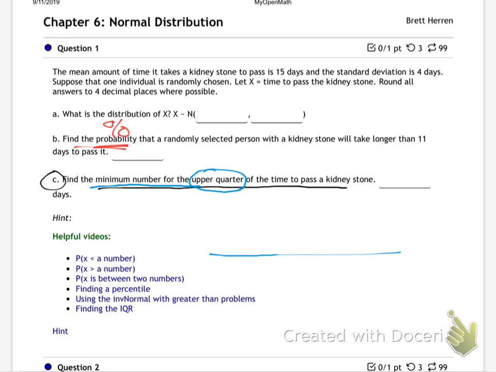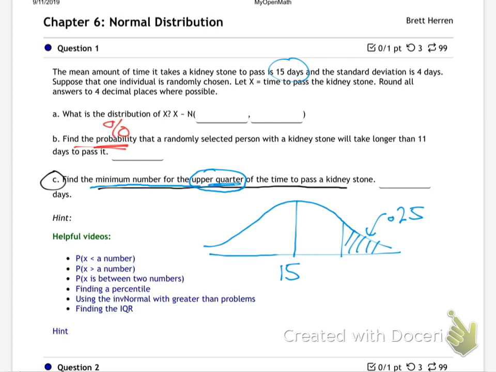In other words, let's draw the curve and I'll show you what they're saying. For part C, remember the middle is still 15. That's still the average number of days it takes to pass the kidney stone, right? And they're saying upper quarter. That's like football game, basketball game, last quarter, right? So that would be like this, and that's 0.25% of the graph, huh?